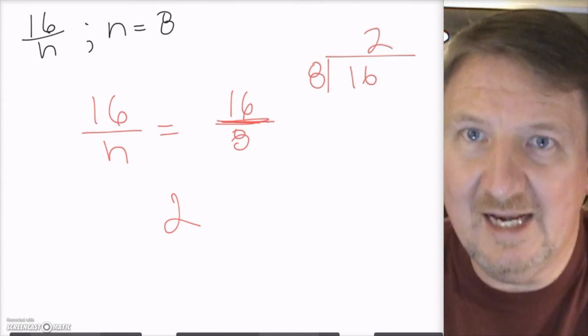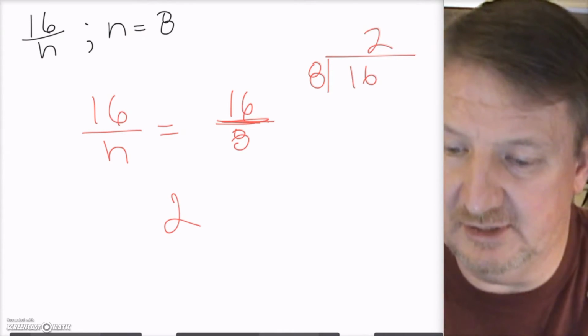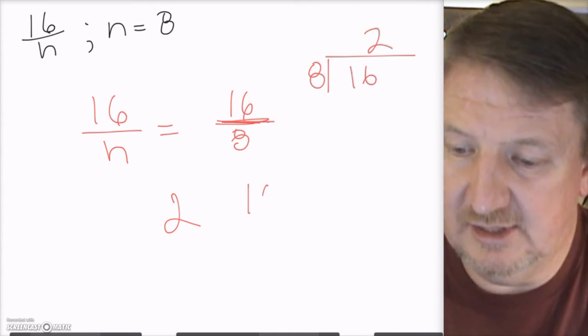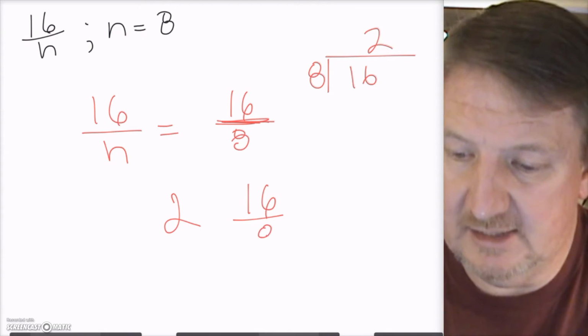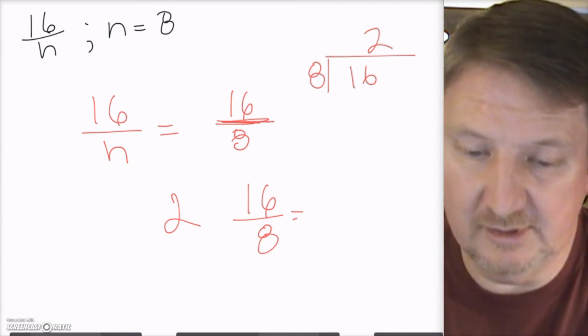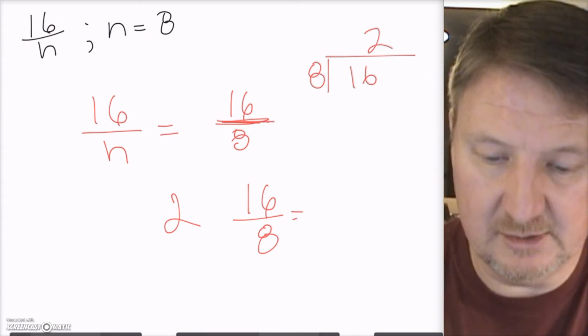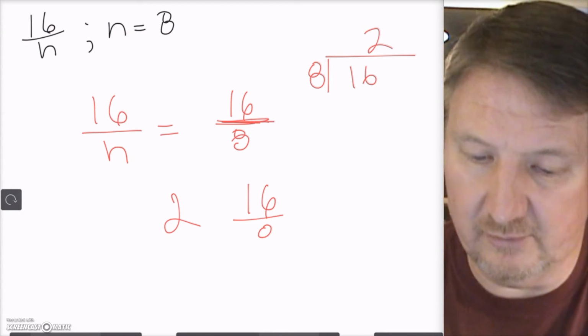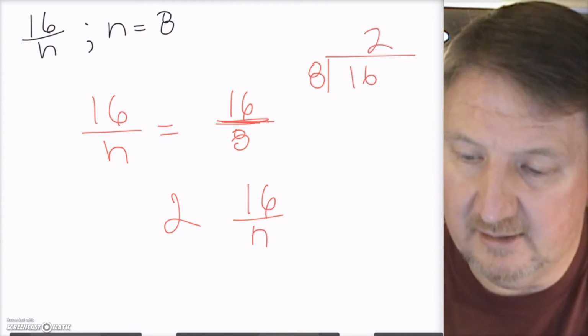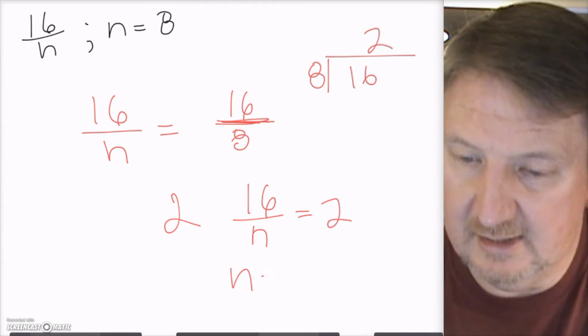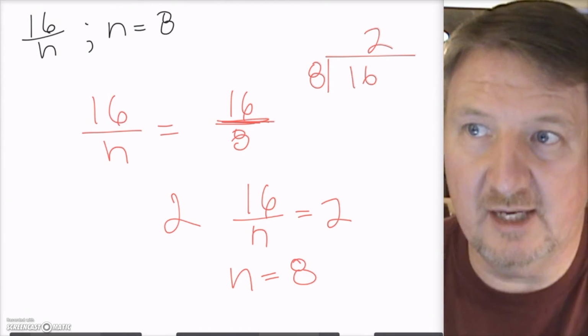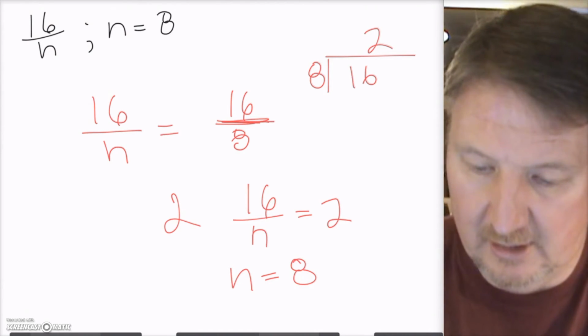And how we would actually write that, let's go back a little bit. 16 over n equals 2 when n equals 8. That's how we would actually answer it. All right, let's look at another one.